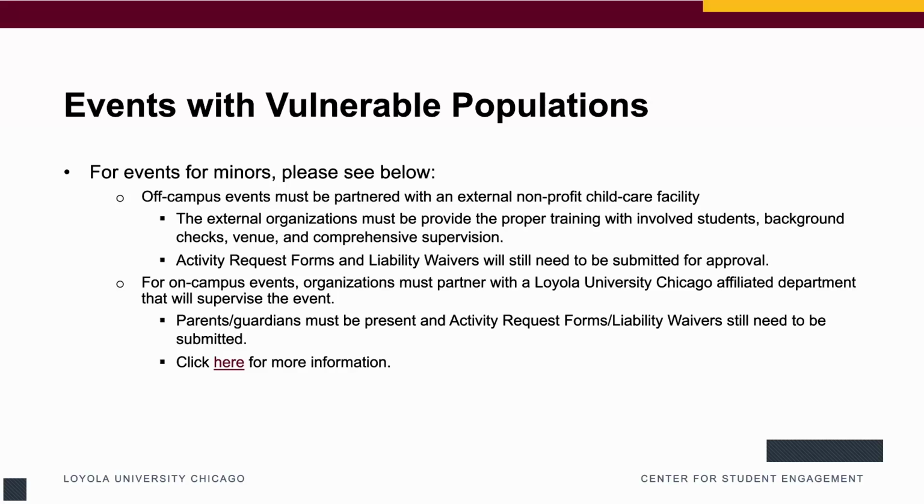Now, if this is an on-campus event, organizations do have to partner with the Loyola University Chicago affiliated department that will supervise the event. So parents or guardians must be present, and the ARF and liability form still need to be submitted for this as well. And then there's more information here where you can look for the policy on the protection of minors.